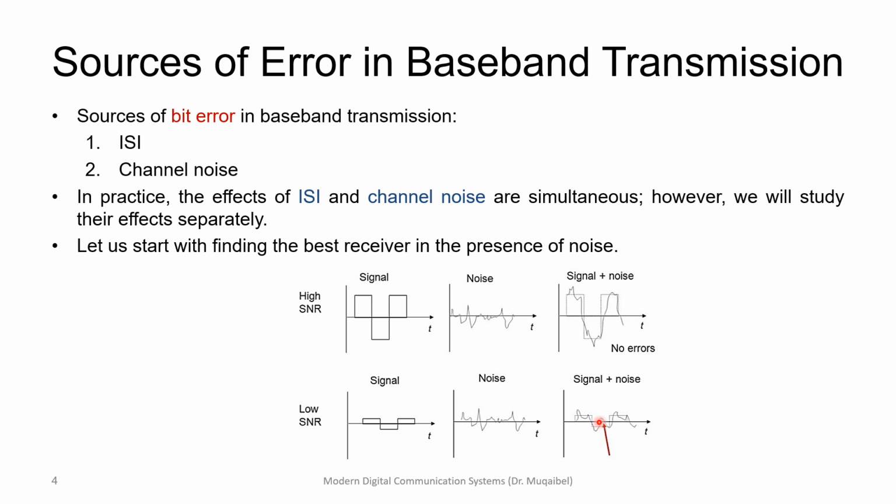So the question at hand: what is the optimum way of making a decision? And that's a valid question. We cannot just sample at the middle. We cannot just count the peaks. We cannot just find other options. There must be an optimum way of making a decision. So this slide summarizes the problem: how do we make a decision in the presence of noise?